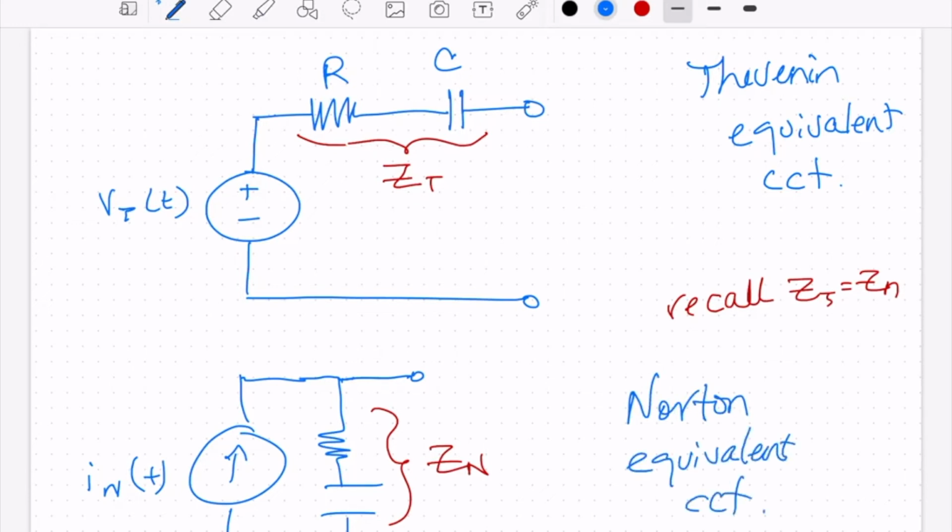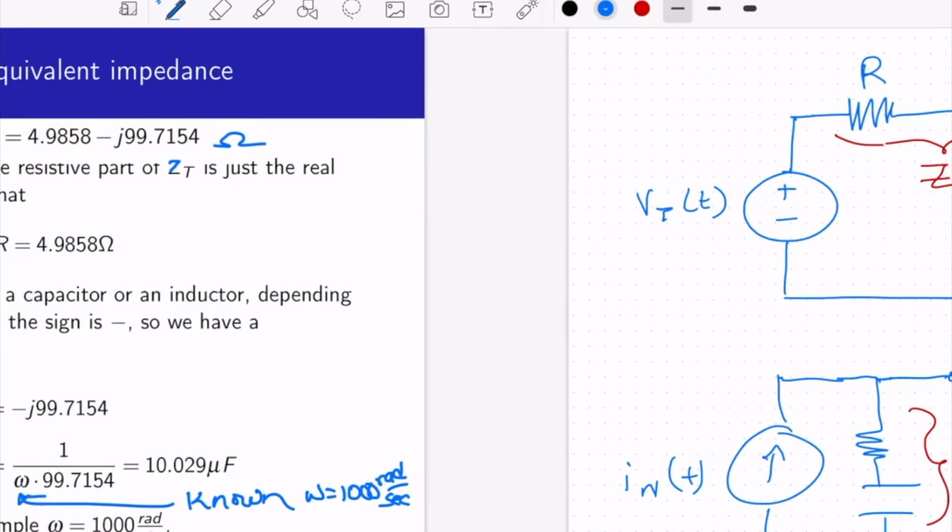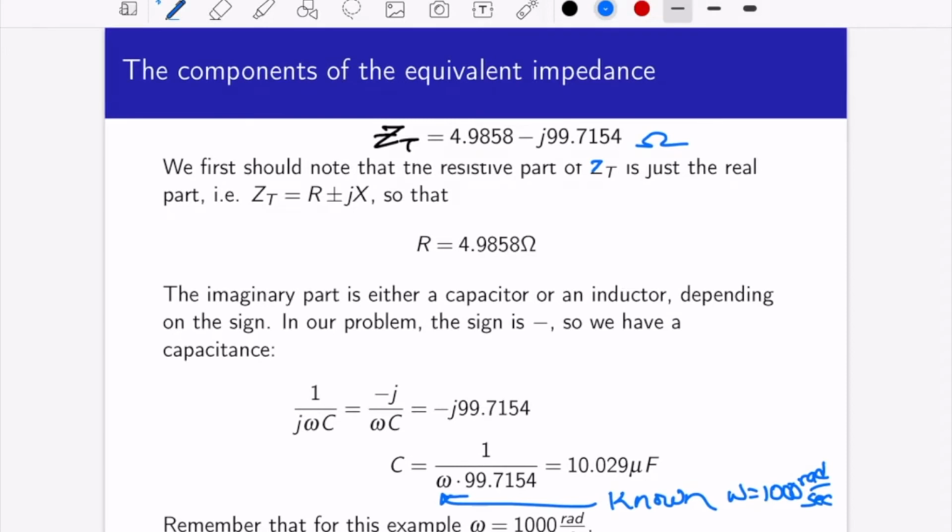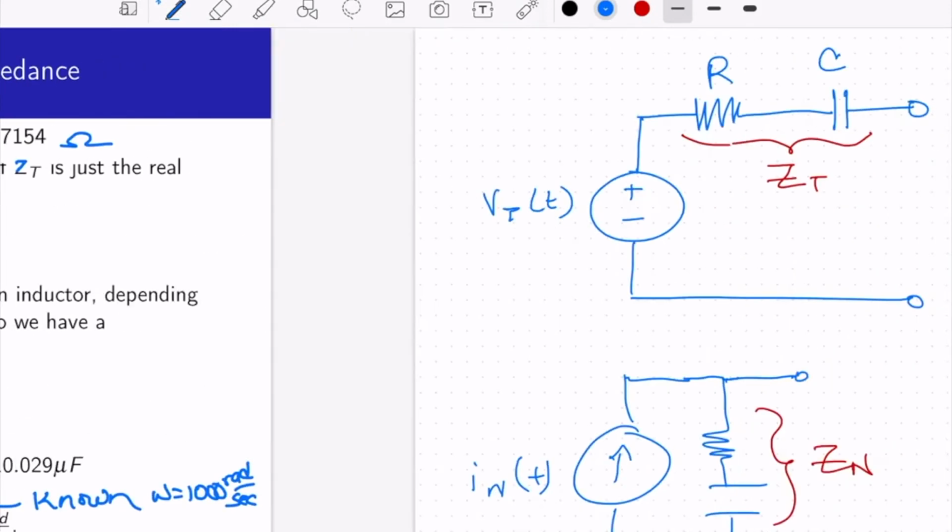And you should know how to draw those. Okay, and you should be able to solve for R and C. So the value for C we got was about 10 microfarad. Write it down. R was about 4, almost 5. So you would just write those down.